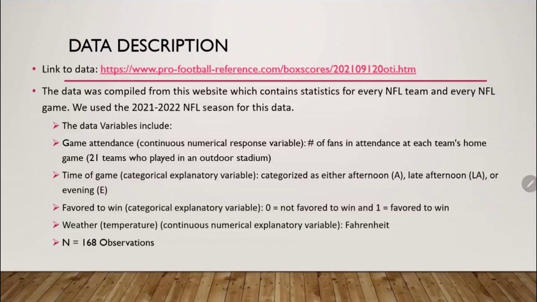One of our explanatory variables was time of game, which was categorical. It was categorized as either afternoon, late afternoon, or evening. Our other explanatory variable that was categorical was favored to win, 0 being not favored to win and 1 being favored to win. Our last explanatory variable was weather, under temperature, which we described as Fahrenheit. We had 168 observations for our data.